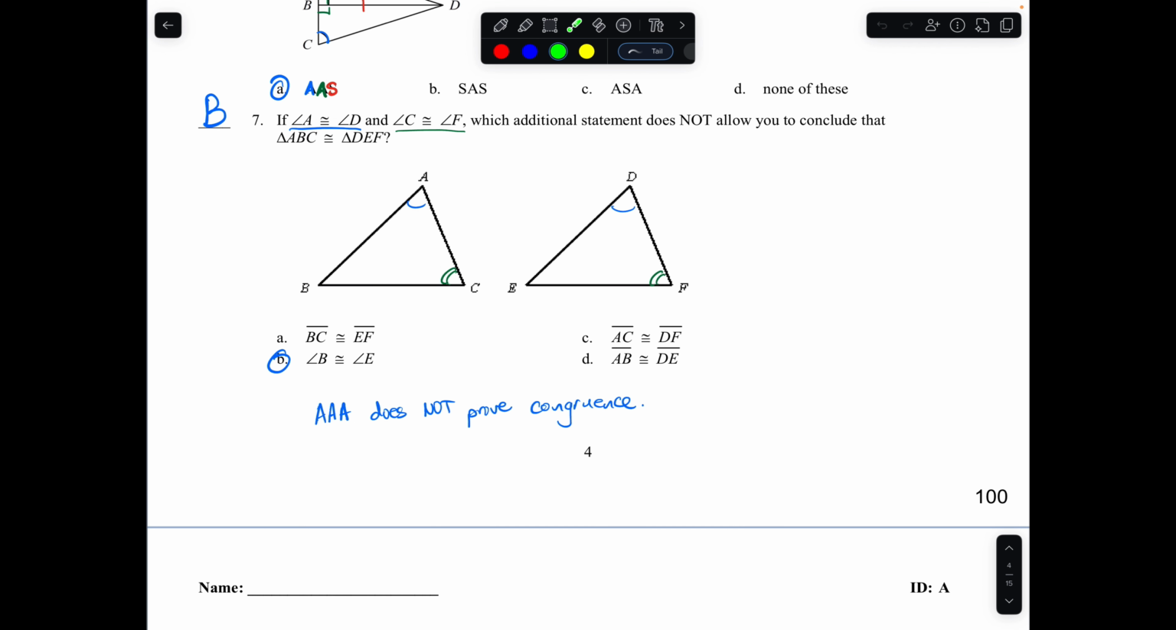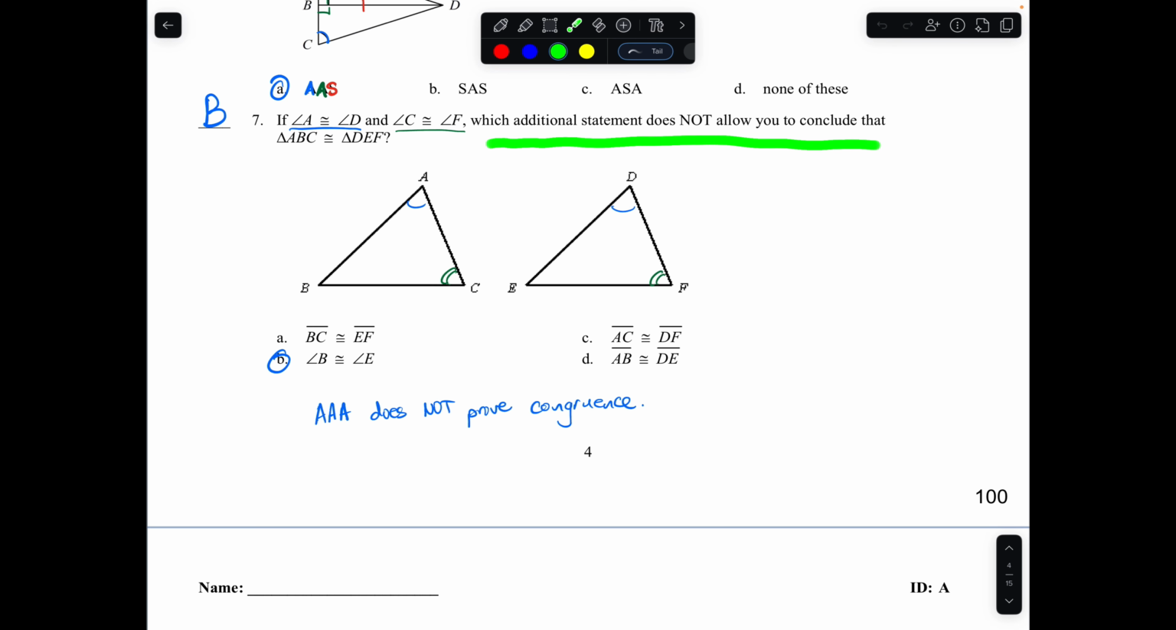All right, number 7, if you get a picture, but it's not labeled and it just gives you information in words, you need to label it. So angle A is congruent to angle D. I marked that with one arc on each triangle. Angle C is congruent to angle F. I marked that with 2 arcs on each triangle to show that they're different from A and D.